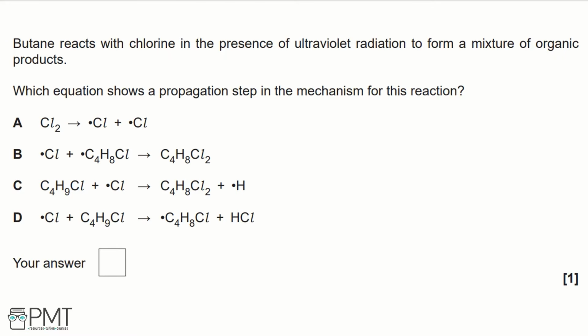This question is asking about free radical substitution and the steps in its mechanism. The equation we're given for A is known as an initiation step, and it's where radicals are made for the mechanism. So we can eliminate A as our possible answer. Then looking at the equation for B, this equation is a termination step, and it's where 2 radicals combine to make a single organic product. So we can also eliminate B from our possible answers.